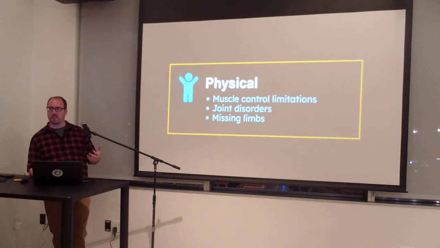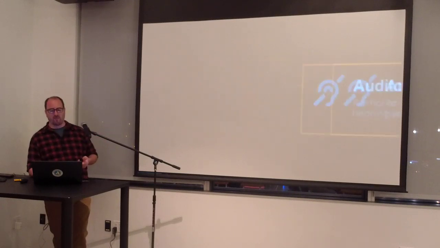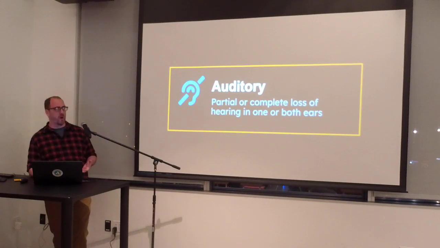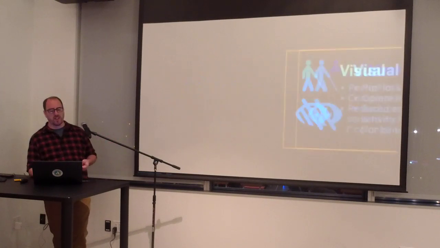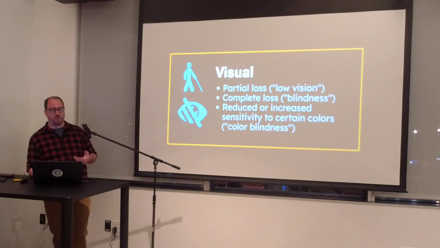Some of the most obvious are physical limitations. So if you have joint disorders, arthritis, missing limbs, things like that. Another one, auditory, if you have partial or complete hearing loss. Visual, so if you have partial or complete loss of vision. But you can also have reduced or increased sensitivity to different colors, and there's many different types of combinations of that called color blindness.